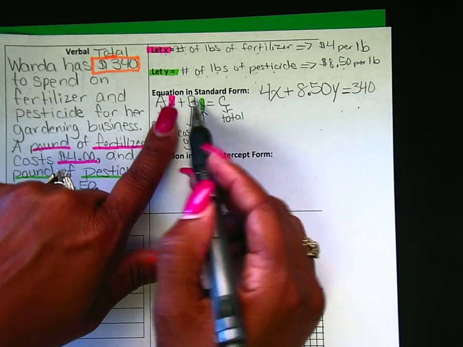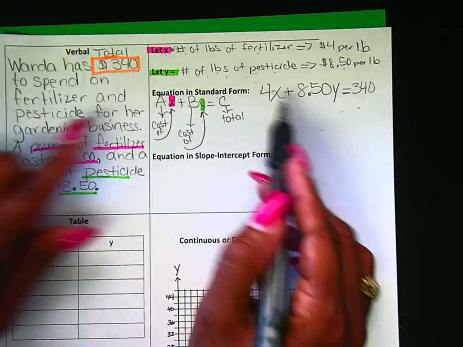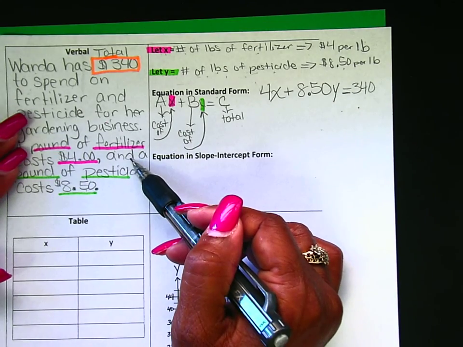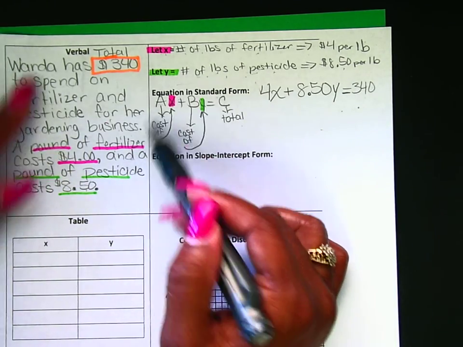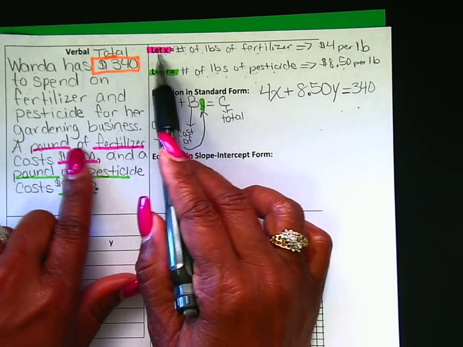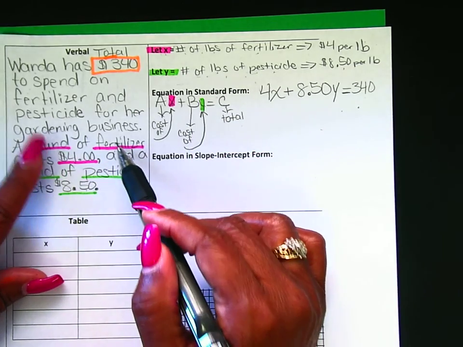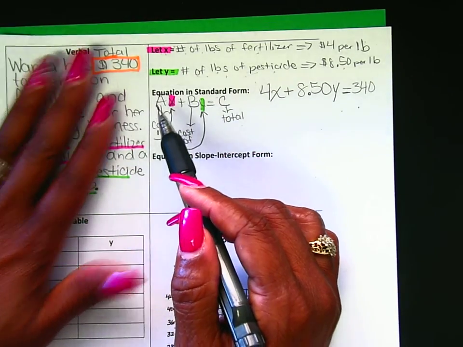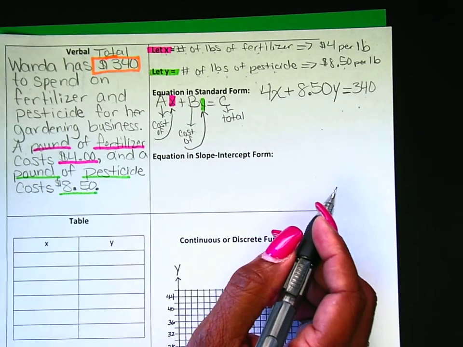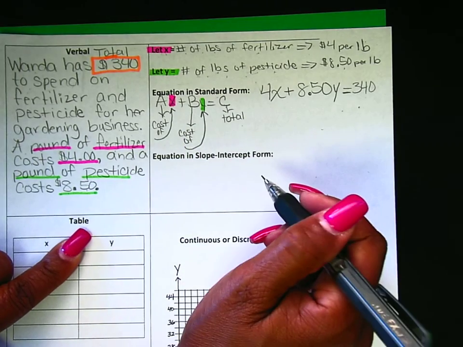So did I write it in standard form? Yes, I did. I used the information that was given to me. I justified my information. I said, hey, here's my pink. I got it from my text. This is my text. I used the text to gather my information.